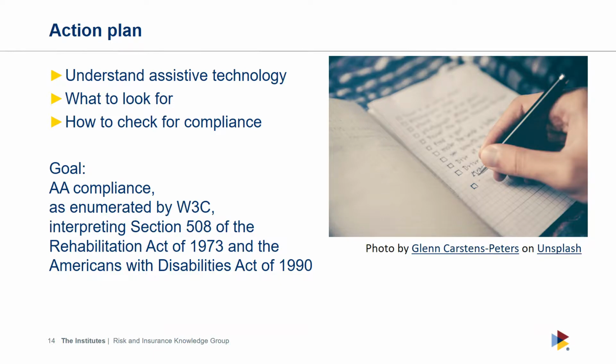So the basic action plan that you will need for your organization is you need to understand assistive technology, which I hope that by the time you leave here you will have a better understanding of what it is, how it works, and what it does. What to look for in your own sites that may be troubles. How to check for compliance.